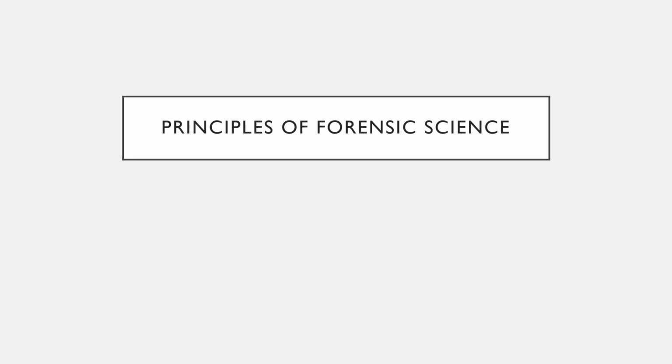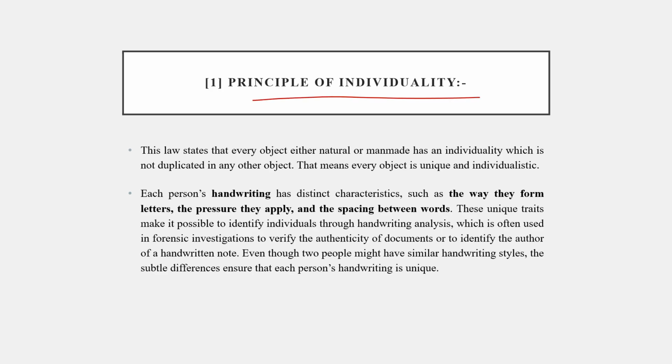Next, we start with the principles of forensic science. We have the principle of individuality, which says every object is unique. No two objects can be duplicated or can be the same. For example, the handwriting of each person is different because they apply different pressure on the paper, the spacing between words, how they form a letter, the size of the letter. All these things are individual and unique to that individual.